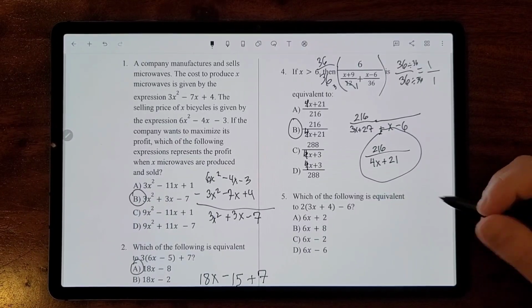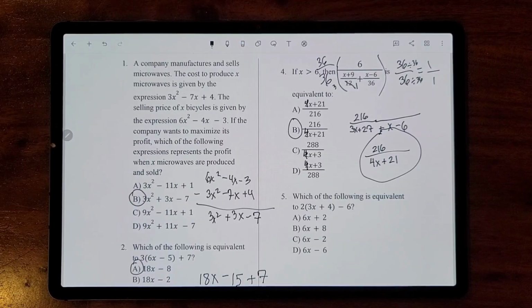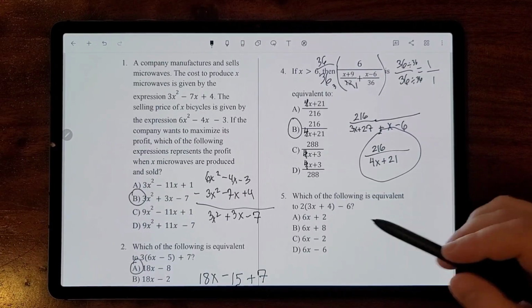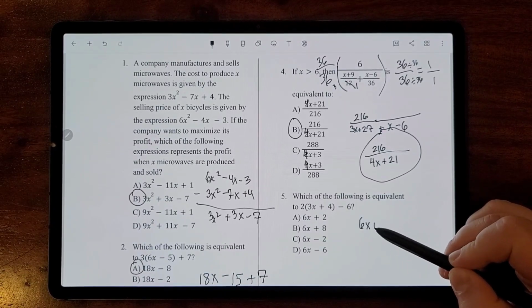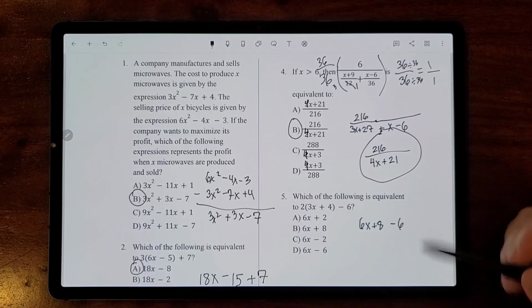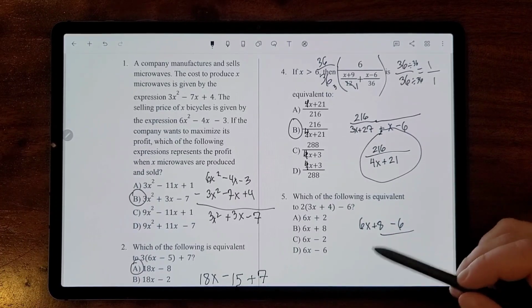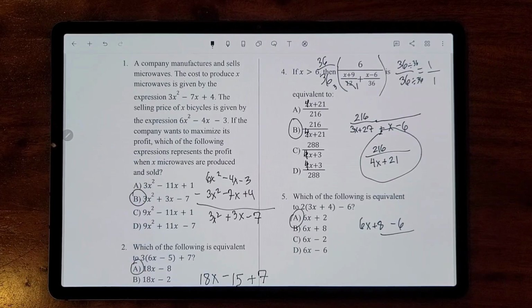Okay, and then for number 5, again we see that we have a number pressed up against parentheses, so we need to distribute that 2 to each of the terms inside the parentheses. So this is going to become 6x plus 8 minus 6. Now I need to combine my like terms here, so that becomes plus 2, so 6x plus 2a.